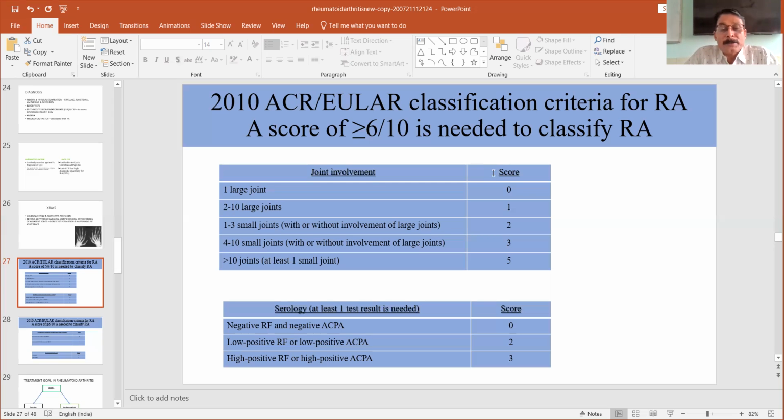So the serological points: there is a negative RH factor, negative anti-CCP. Then low positive RH factor, low positive anti-CCP, two parts. High and high, both high, is a 3 mark. So if this scoring is 6 out of 10, it is a case of rheumatoid arthritis. So history taking is very important. You have to remember this thing.